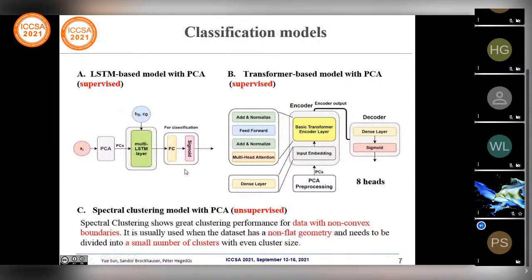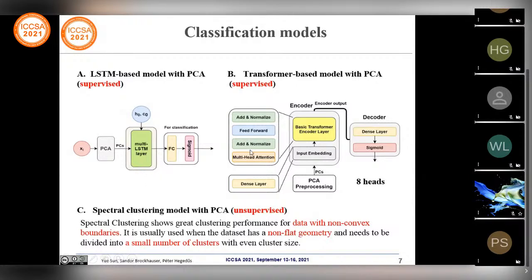And here are the classification models we applied in our work. They include supervised deep learning neural networks and also a clustering method. The first model is based on LSTM, which is one type of recurrent neural network. We applied a single layer for our classification task.